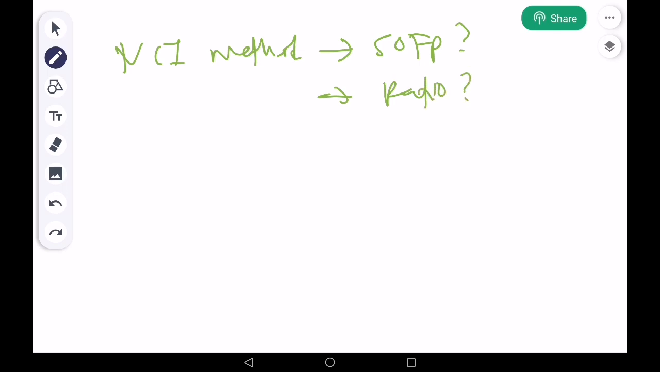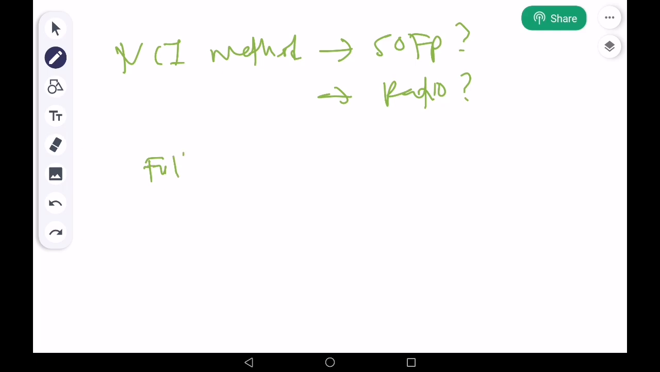Okay, today I will teach you the impact of the NCI method toward SOFP and the impact to the ratios as well. Okay, I'll give an example.